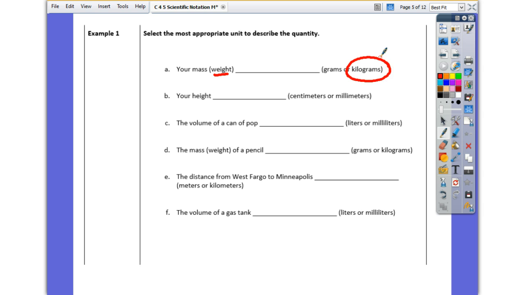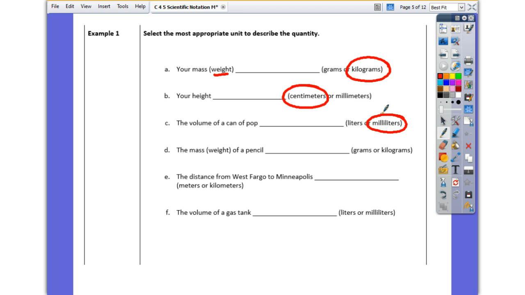How about your height? Are you going to want to measure it in centimeters or millimeters? Would you rather measure it with your pinky or the width of your pencil lead? Your pinky, so that would be centimeters. The volume of a can of pop. Now be careful before you answer this. A liter or milliliter? Milliliter, because a can of pop is smaller than a liter, so we'd have to use milliliters.